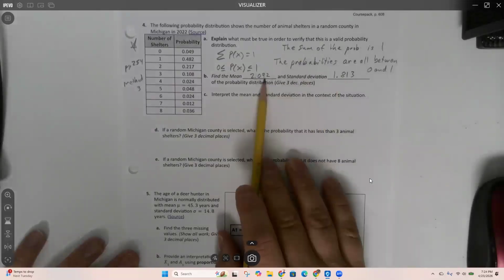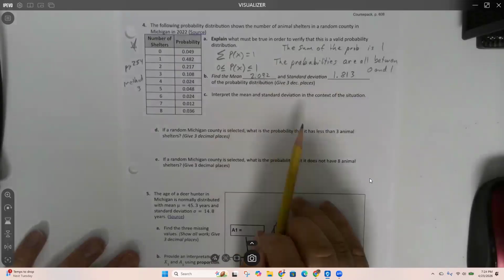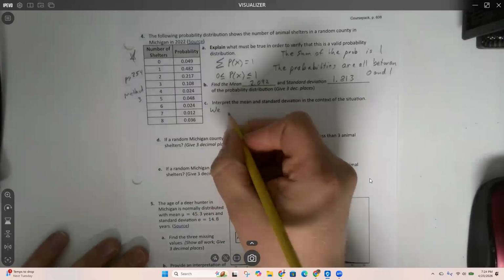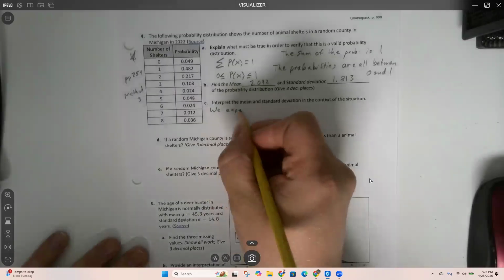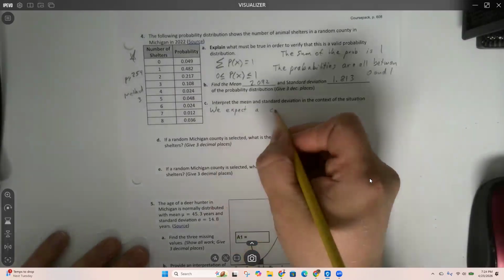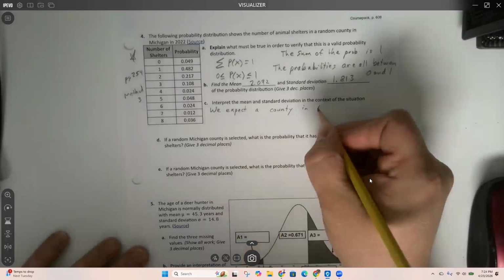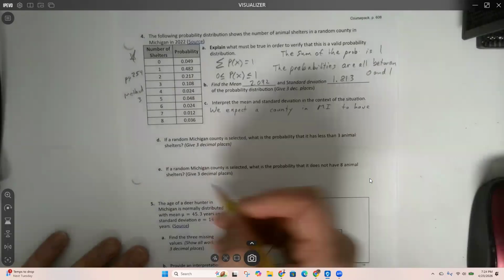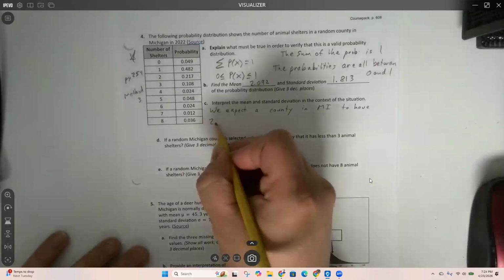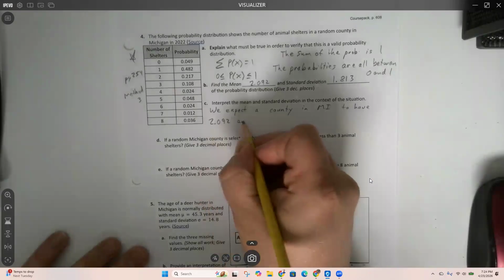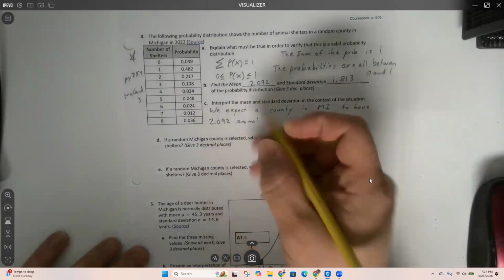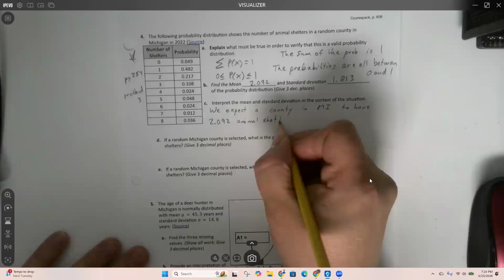Interpret the mean and standard deviation in the context of the situation. So we expect a county in Michigan to have 2.092 animal shelters.